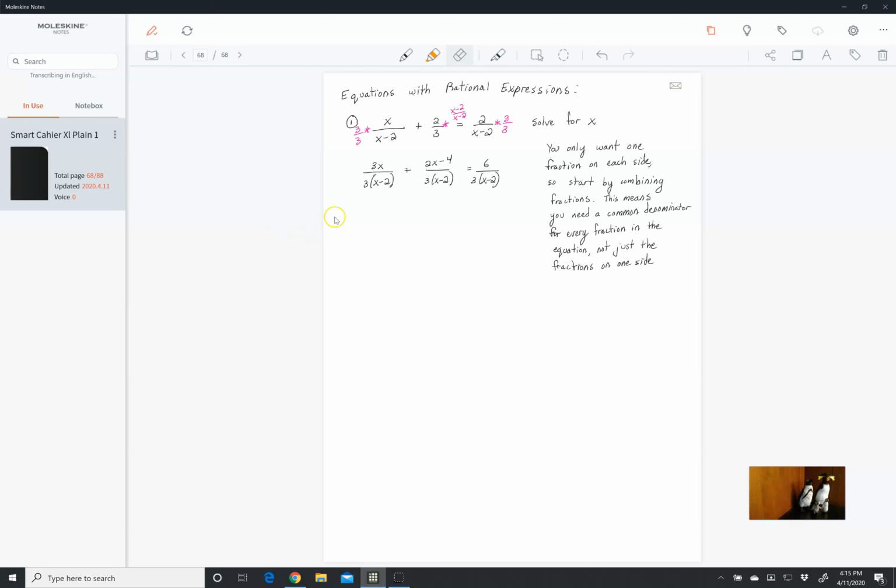So notice we have a common denominator for all three, and all three of them we have 3 times x minus 2. So the key here is don't forget to distribute the 2 up here, okay? That has to get distributed. And now we can combine the two fractions. So 3x plus 2x minus 4 gives us 5x minus 4.